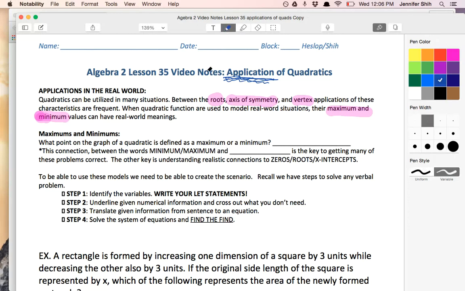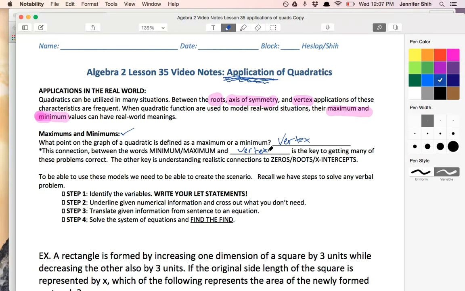So let's talk about a very special part of quadratics, maximums and minimums. We know that a vertex is either the maximum or minimum of a quadratic. So what point on the graph of a quadratic is defined as the maximum or minimum? You probably know this, but this is the vertex. So you can go ahead and pause this video and write this part down. This connection between the minimum and maximum and vertex is the key to getting many of these problems correct.